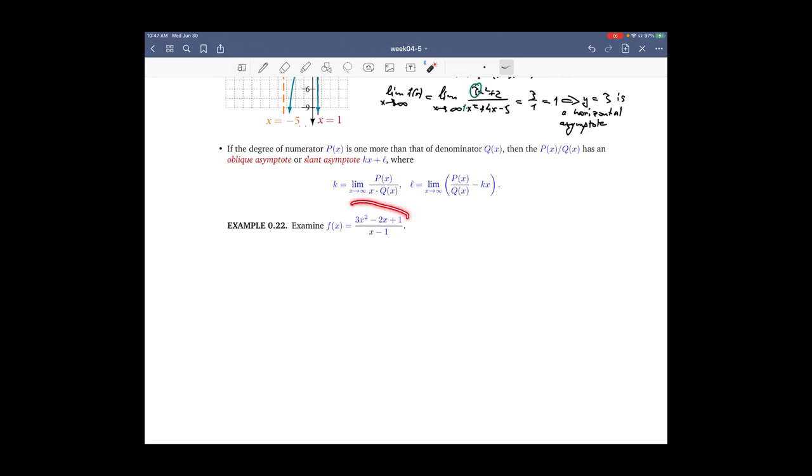In this example, we have precisely that situation. The degree of the top is one more than the degree of the bottom. The degree of the top is 2, the degree of the bottom is 1. And so, to compute k, I could consider the limit as x approaches infinity of the ratio 3x squared minus 2x plus 1, that's p, over x times q of x. That is x times x minus 1.